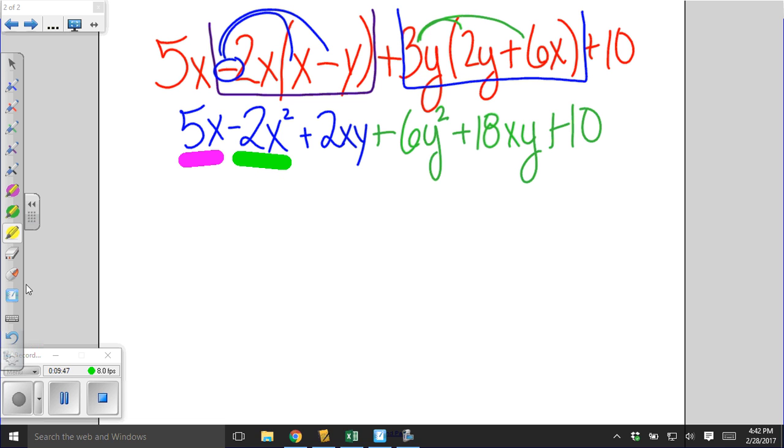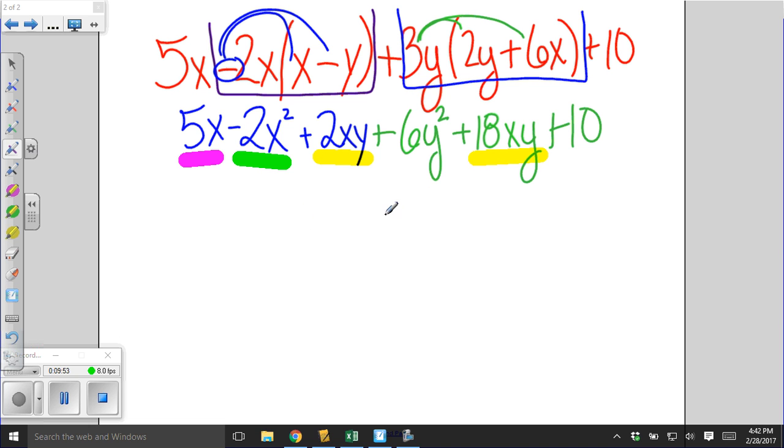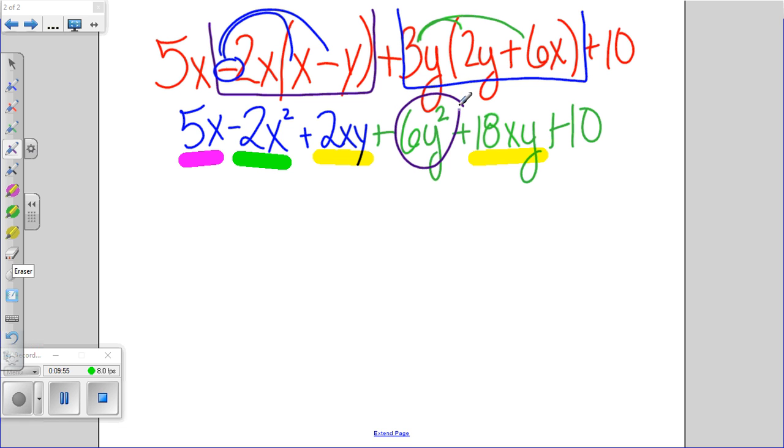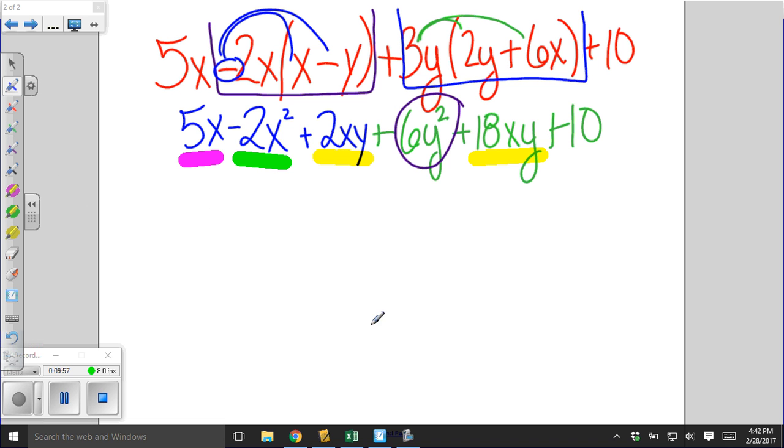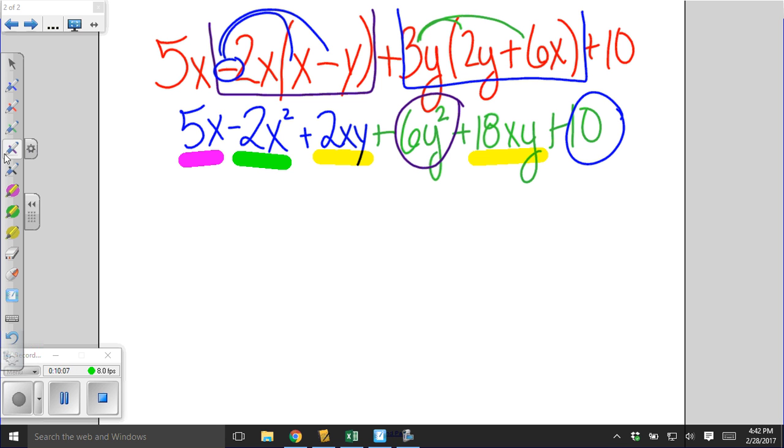I'm going to choose yellow for my xy's. Ooh, I've got 2 of those. I'm going to choose purple for my y squareds and blue for my constant. So the only thing I have double of is my xy terms. So I'm going to rewrite this problem and rearrange it, so use the commutative property to bring those xy's together.